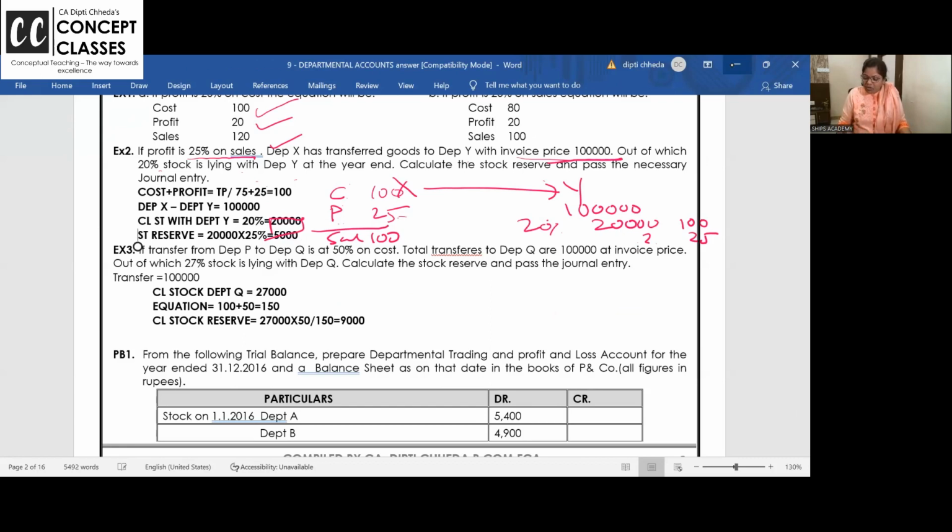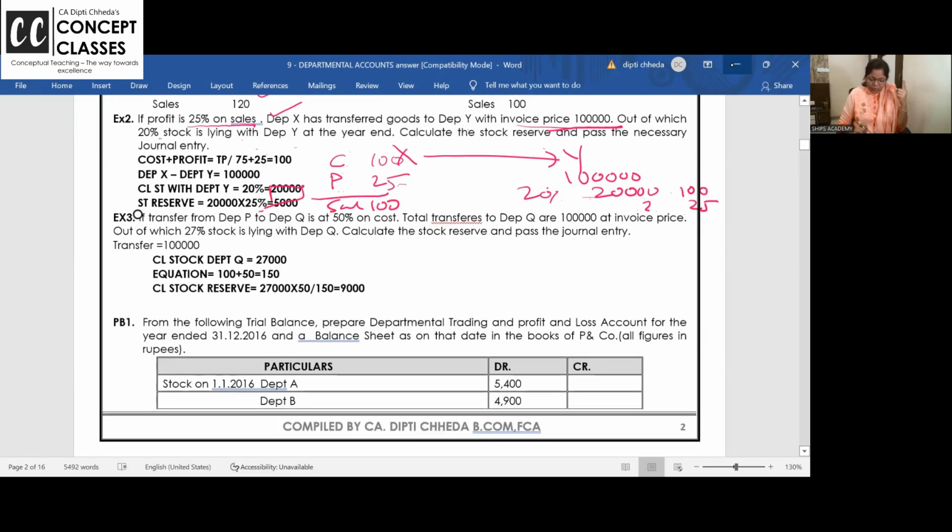Now my stock is lying with other department at 20,000 with loading. So 20,000 into 25 divided by 100. Are you all getting? It's straight 25%. We are taking 5,000 because the loading is 25% on sales. If it is on cost, take accordingly. ठीक है? One more we can do like this for practice because this is the part where students go wrong.